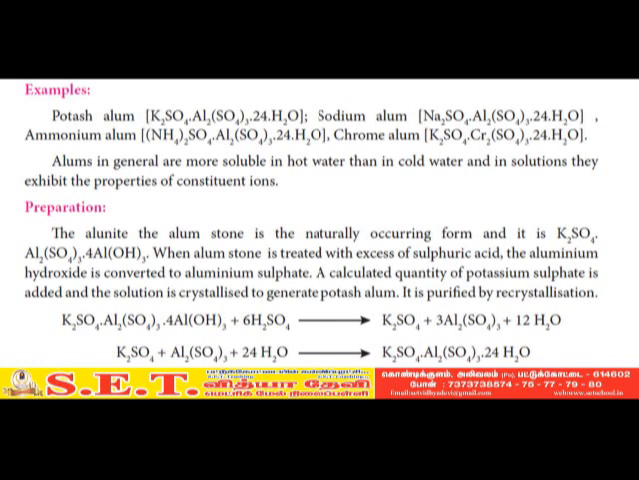Again I am telling, the sulfuric acid converts the hydroxide portion of the alum stone into aluminum sulfate, that is called alum stone. Then finally the calculated quantity of potassium sulfate is added to the yield for crystallization to get the potash alum. It is purified by recrystallization.